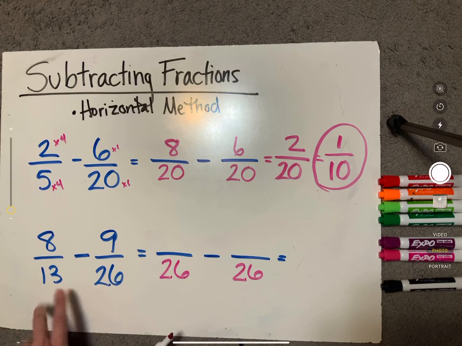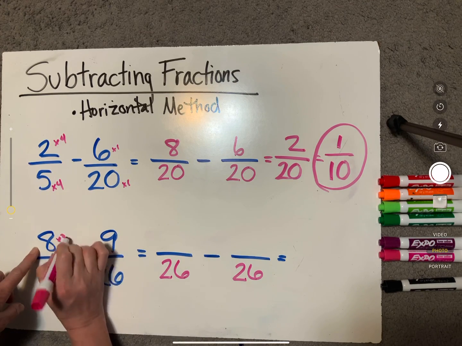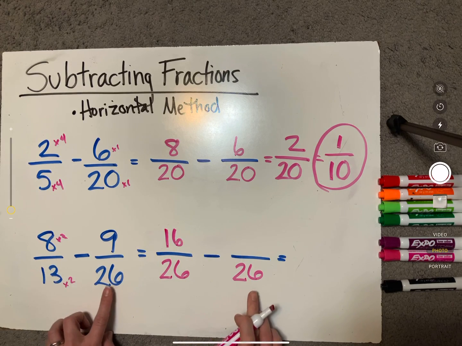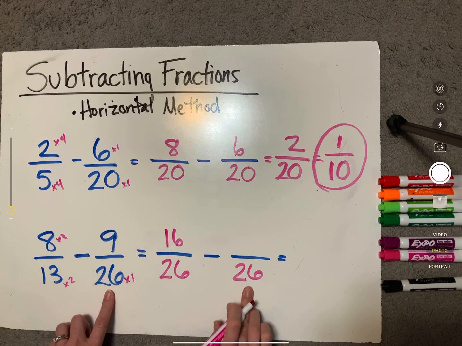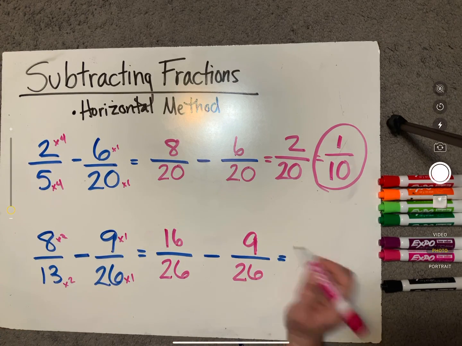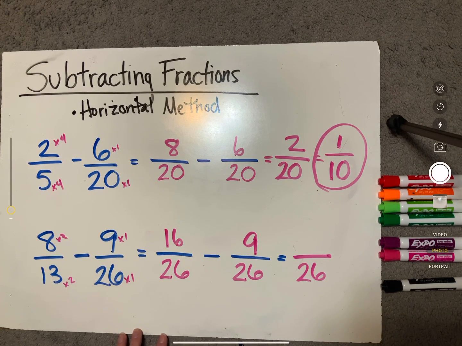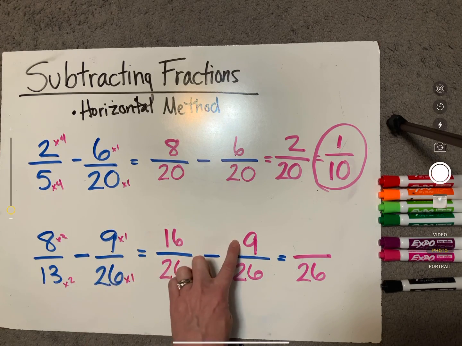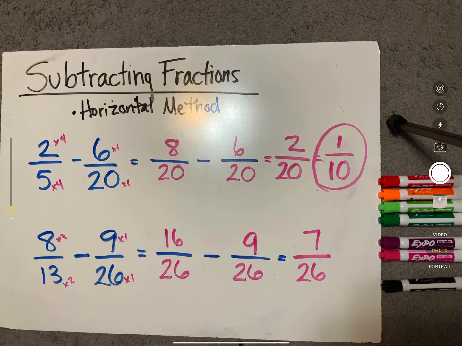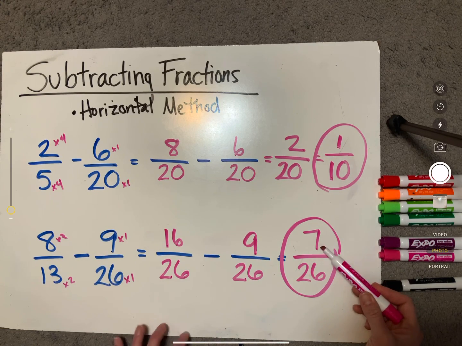So 13 and 26. So I'm going to make 26 my common denominator. 13 times 2 would get me 26. 8 times 2 would get me 16. 26 times 1 would get me 26. 9 times 1 would get me 9. So now I can subtract. So again, my denominator is going to stay the same with 26. And then 16 minus 9 would be 7. So is that in lowest terms? Yeah, there's nothing that goes into both of these except 1, because 7 is prime, and I know that 7 cannot go into 26.